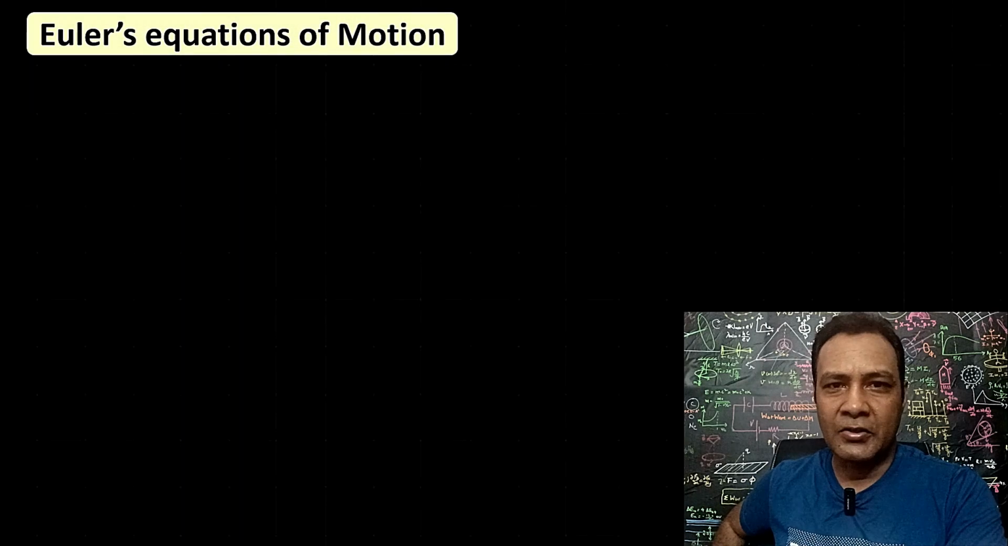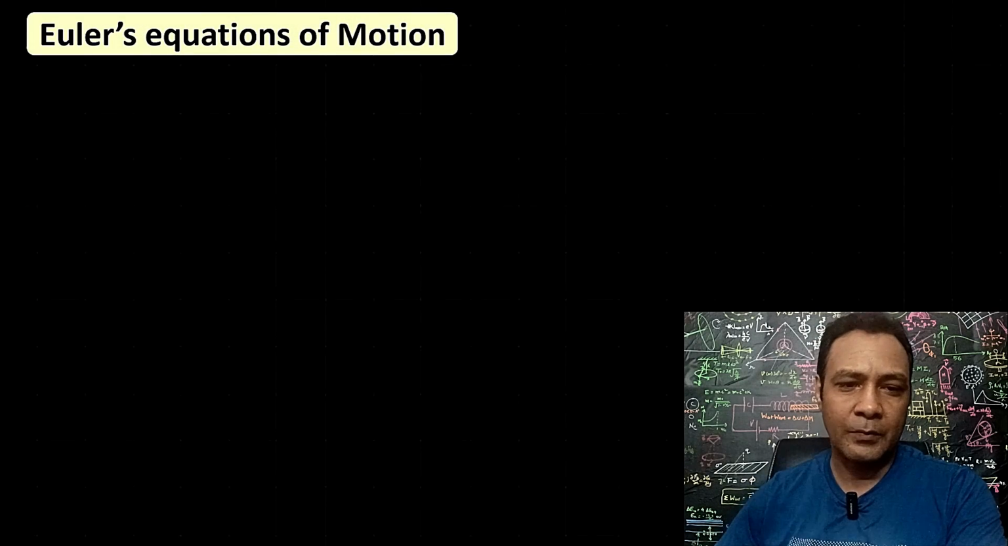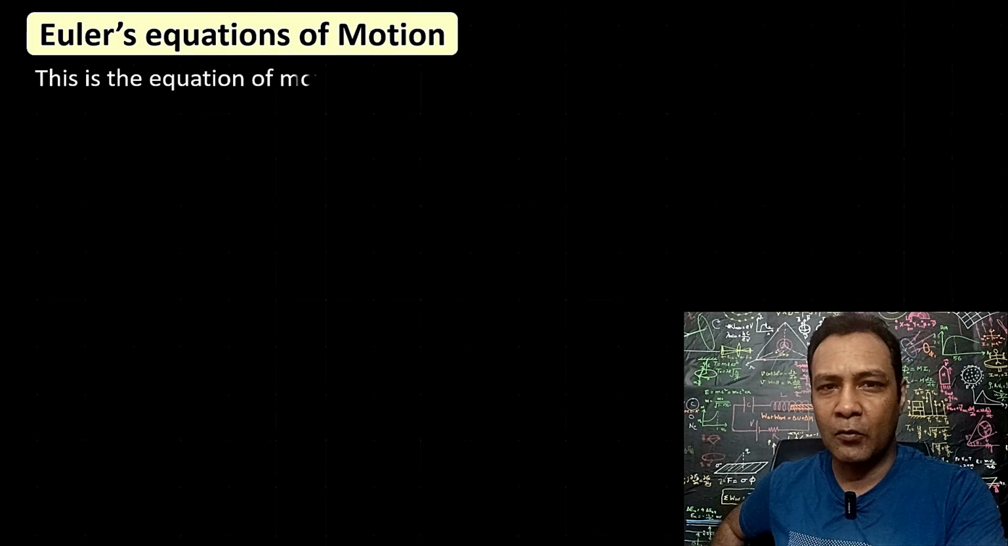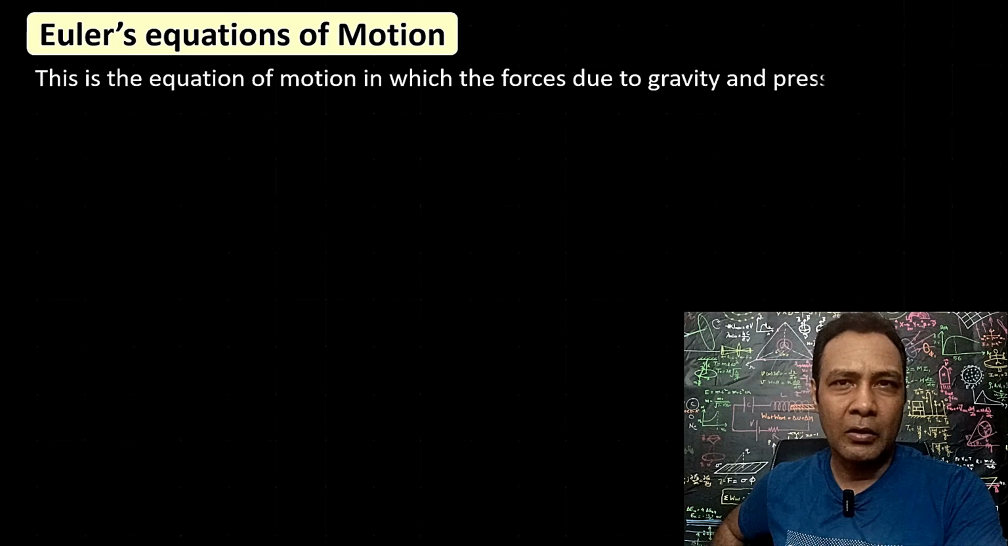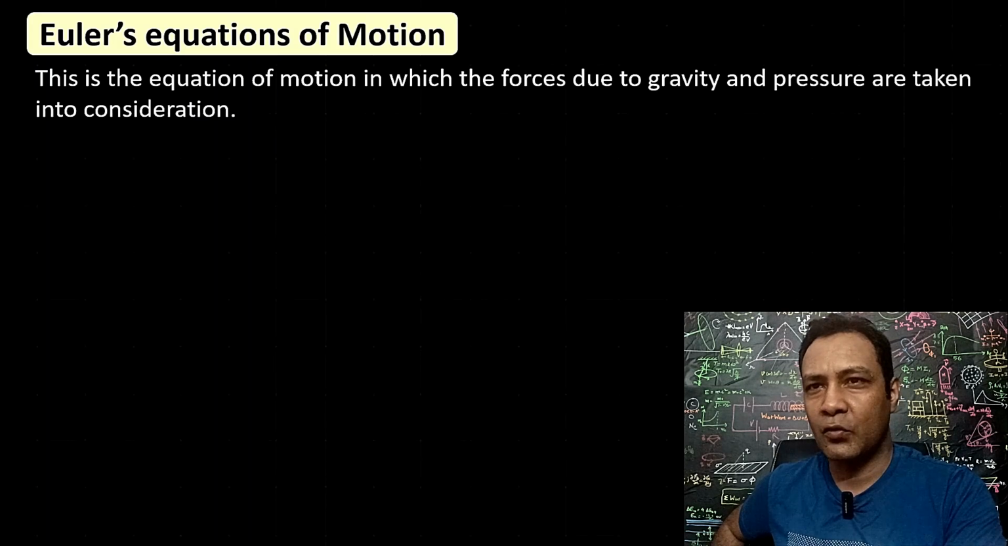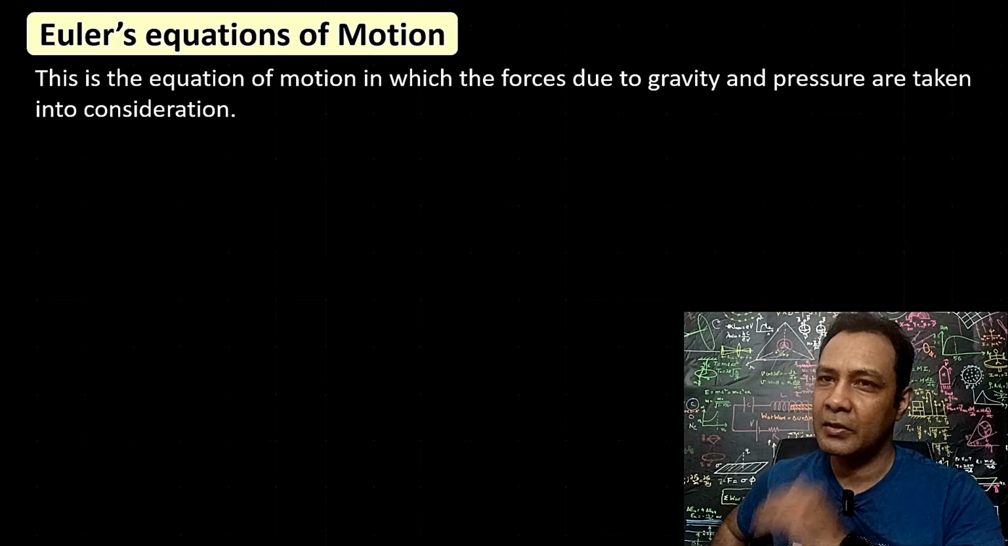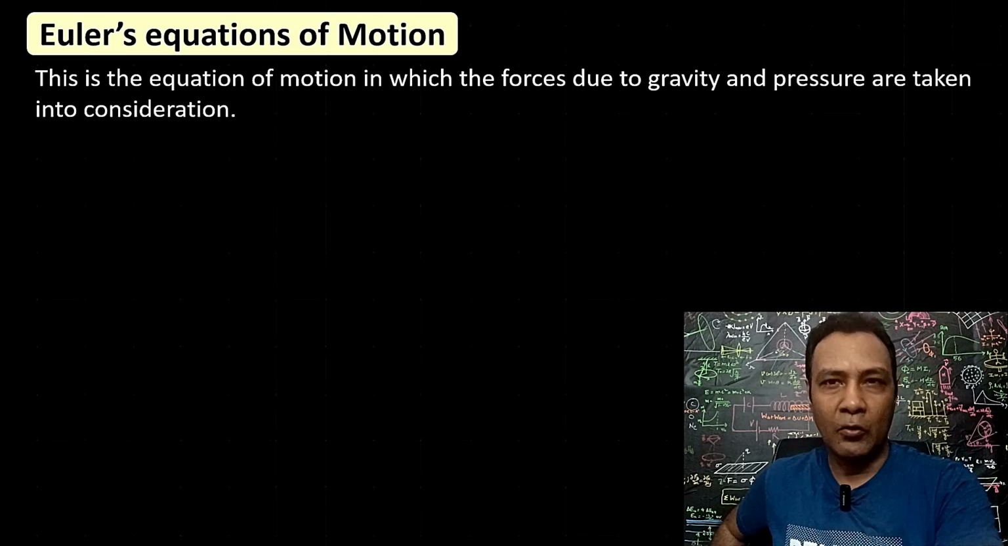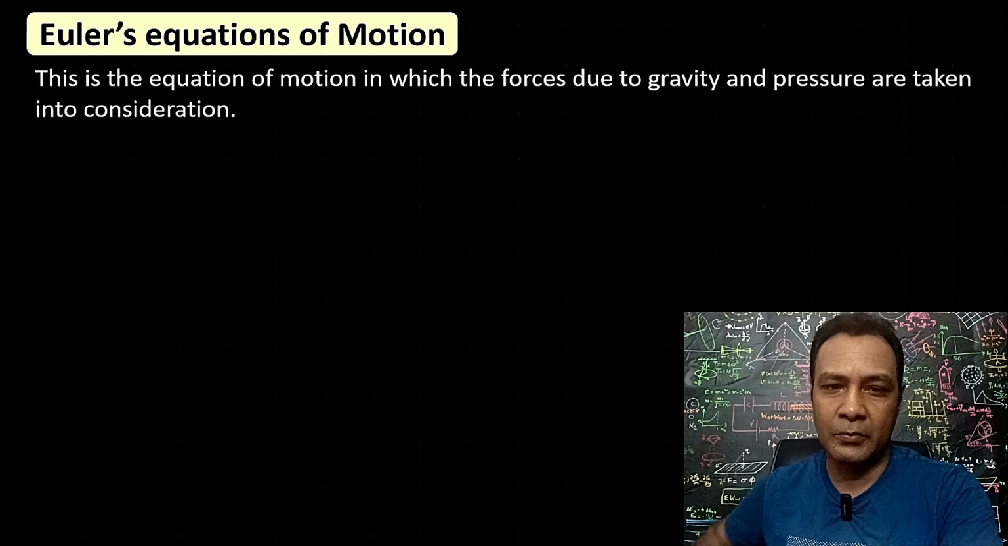So what is Euler's equation of motion? As I said, if in a fluid flow the only two forces acting are the force of gravity and the force due to pressure, then the equation of motion that comes out will be Euler's equation of motion. And if there are only two forces, gravity and pressure, then the fluid is an ideal fluid, because in a non-ideal fluid obviously there will be some viscosity and there will also be turbulence.